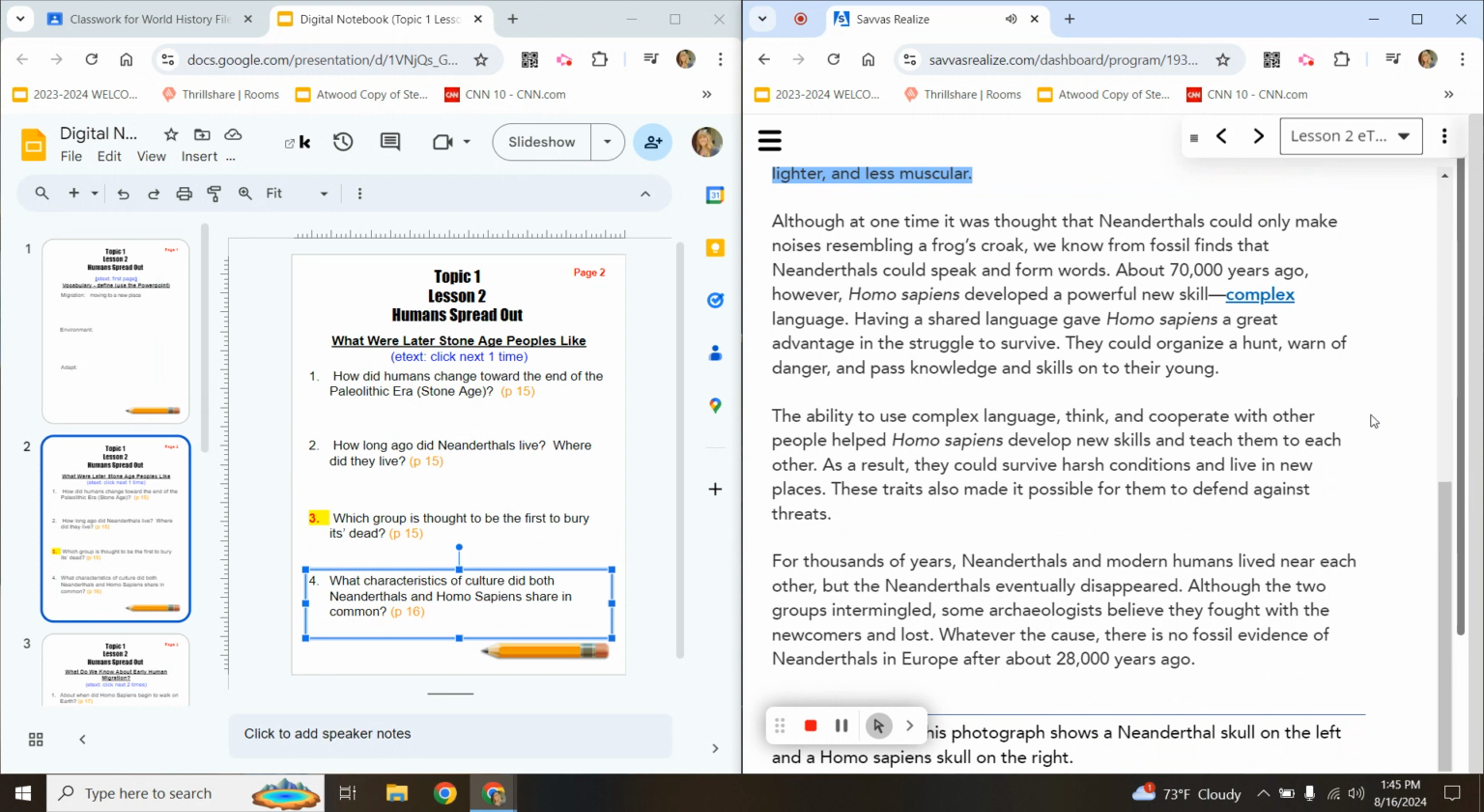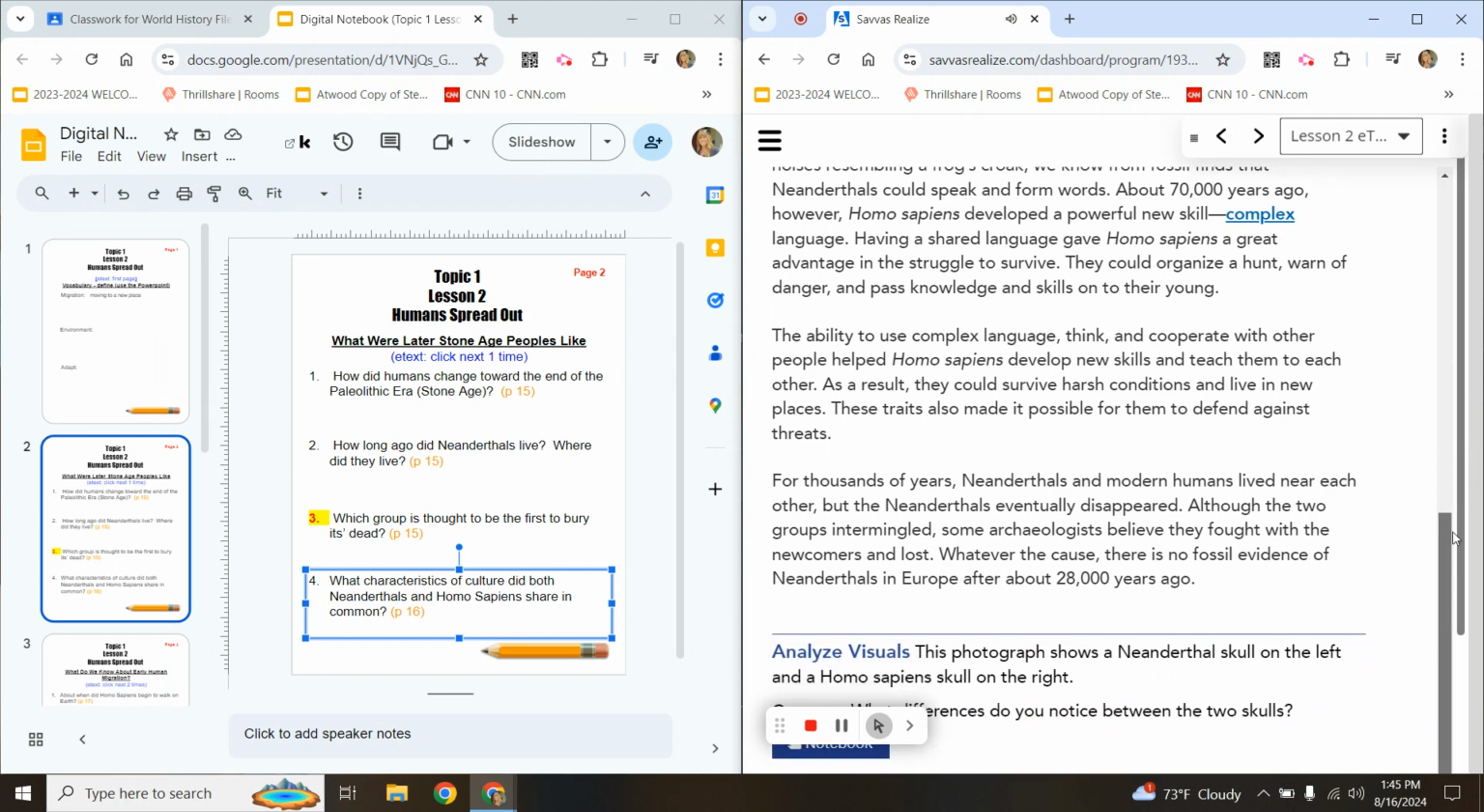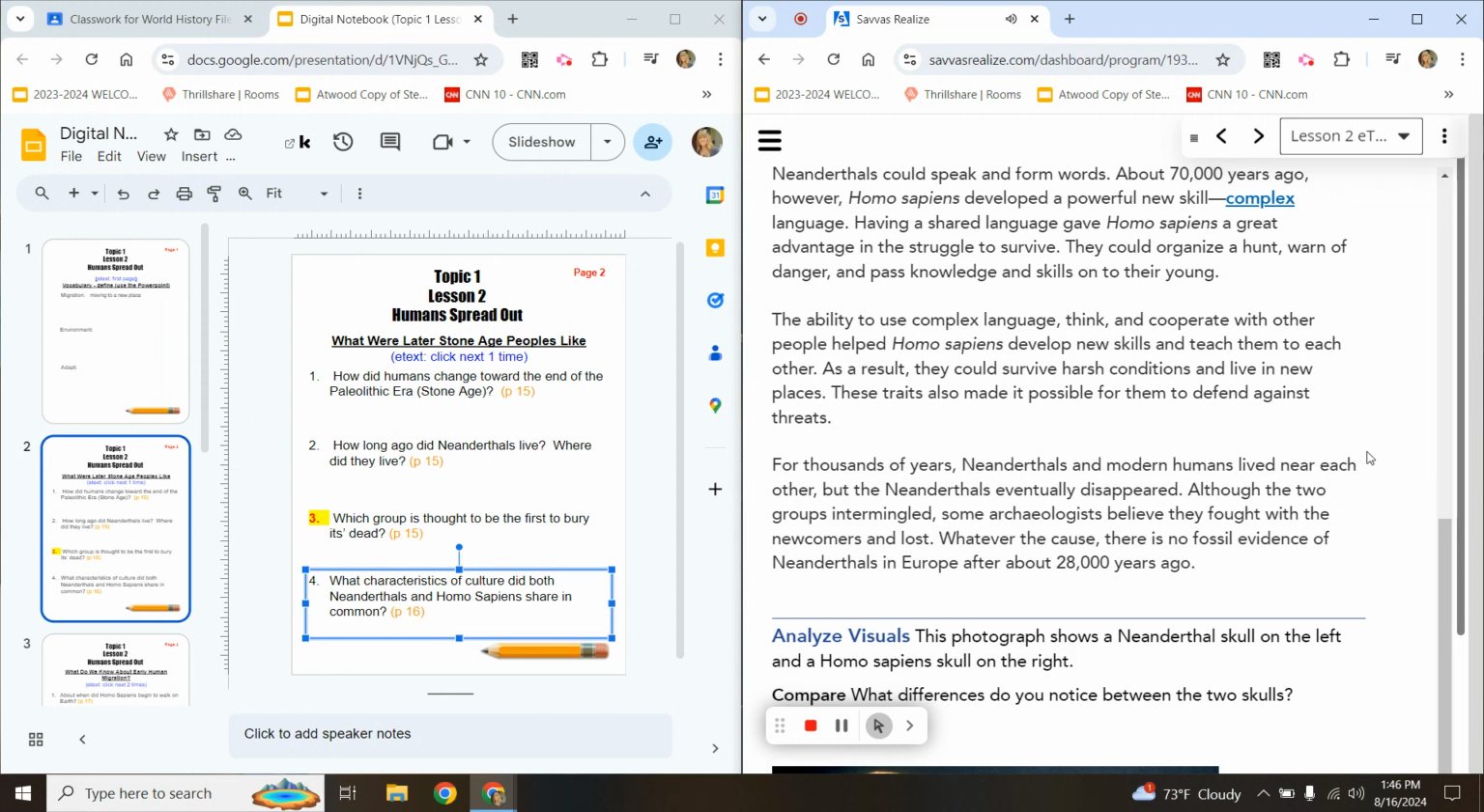The ability to use complex language, think, and cooperate with other people helped Homo sapiens develop new skills and teach them to each other. As a result, they could survive harsh conditions and live in new places. These traits also made it possible for them to defend against threats. For thousands of years, Neanderthals and modern humans lived near each other, but the Neanderthals eventually disappeared. Although the two groups intermingled, some archaeologists believe they fought with the newcomers and lost. Whatever the cause, there's no fossil evidence of Neanderthals in Europe after about 28,000 years ago.